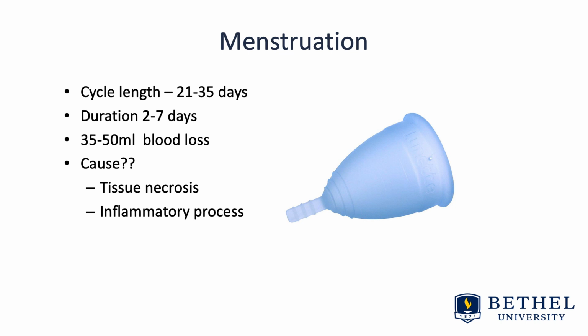So thankfully, what directly follows menses is estrogen starting to be built up again by those growing follicles. And estrogen is so good for wound healing. So that's helpful for preparing the endometrium to grow again.